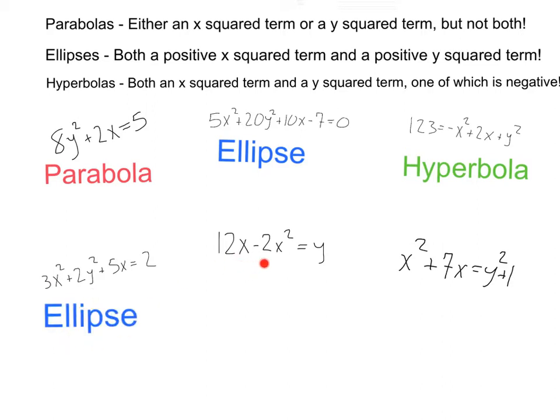12x minus 2x squared equals y. This time we only have an x squared term. The y is not squared, so you got it. Parabola. All right, this one's an interesting one.